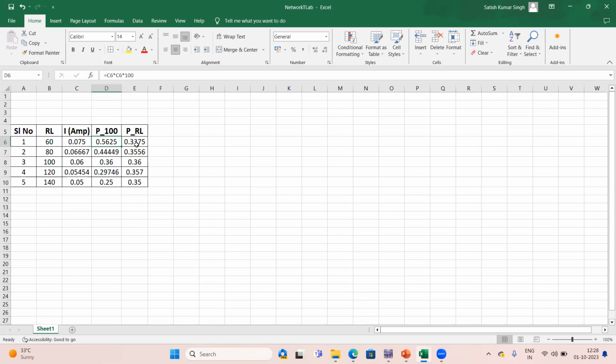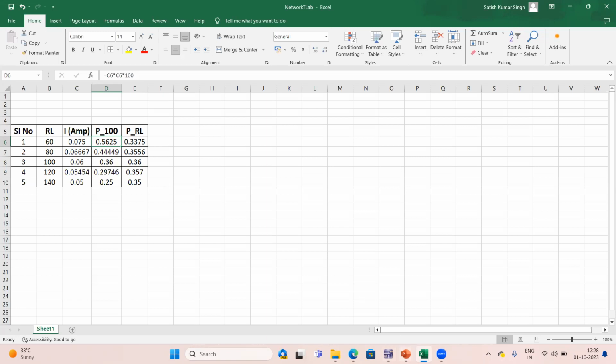Okay, so this is the power delivered to the load, which is 0.3375. So here you can write I square multiplied with the RL. This RL value right now is 60 ohms and the current is 75 milliamperes. That way you can do this calculation. So here I have done this calculation and then you will be getting this value.